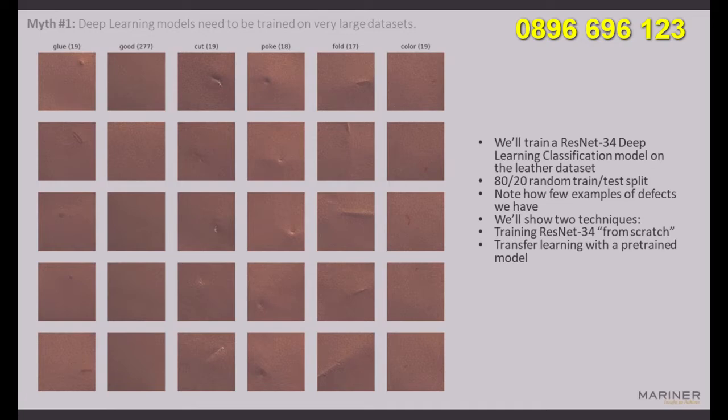We'll do an 80-20 split. So we'll randomly reserve 20% of our data for testing, and we'll train on 80%. And we'll show you two techniques. The first technique we'll show you is training ResNet34 from scratch.